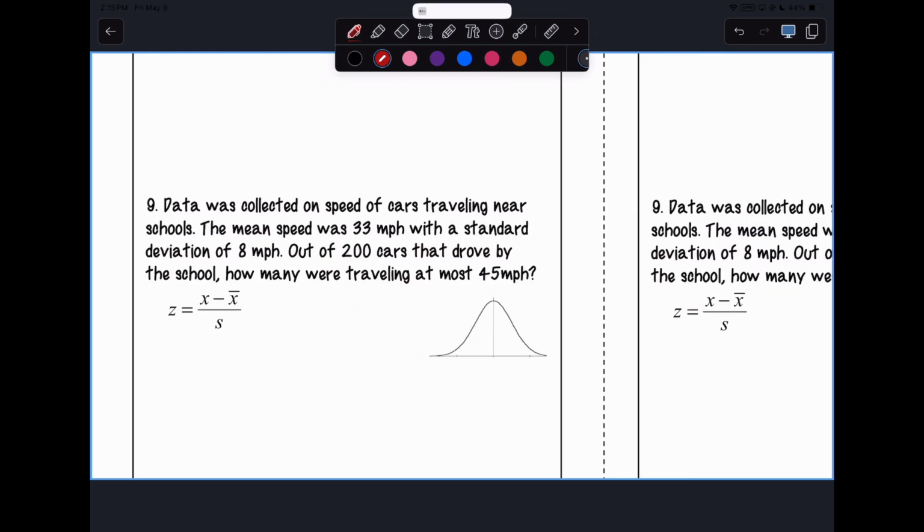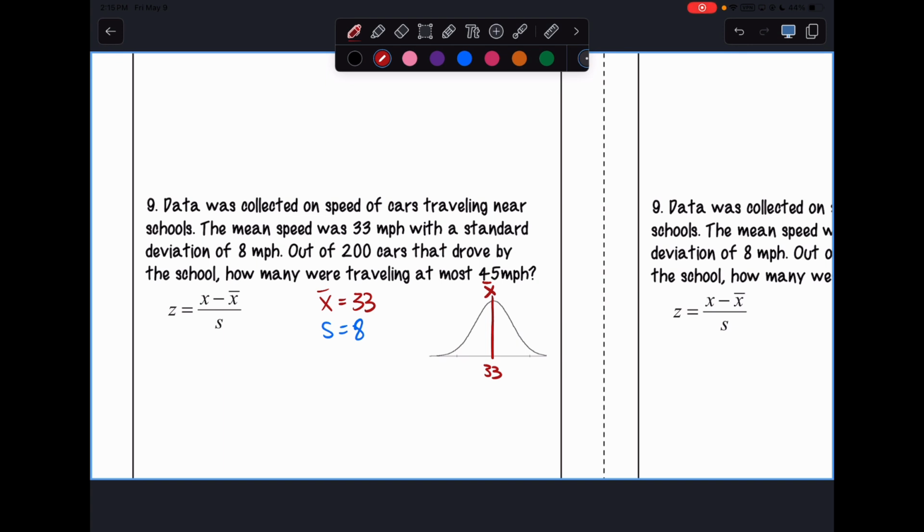Hope that made sense. Okay. Are you on 9? Cool. Data was collected on speed of cars traveling near schools. The mean speed was 33 miles per hour with the standard deviation of 8 miles per hour. Mean is 33. Standard deviation was 8. And each standard deviation is going to be 8 miles per hour.